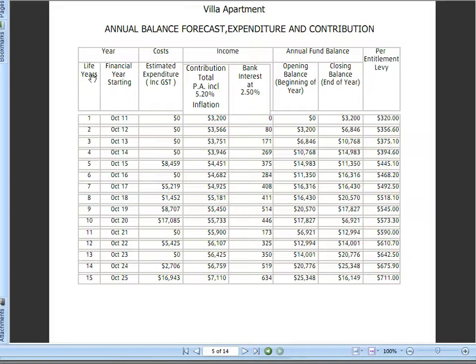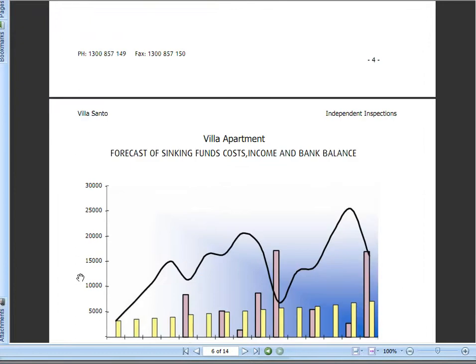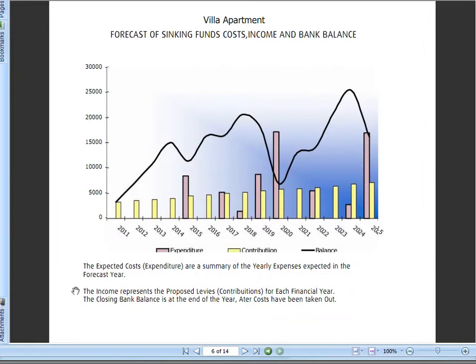Okay, so we're talking about how much we need to put aside for that 15-year period. What we've done as well is put that in a graphical form. There are 3 parts to the graph. One part is how much money you've got in the bank, how much money we need to put aside, and the other part is where our expenses are. So this gives you a year-to-year update of where you need to sit in the sinking fund, or what the expected expenses of the building are over the year.